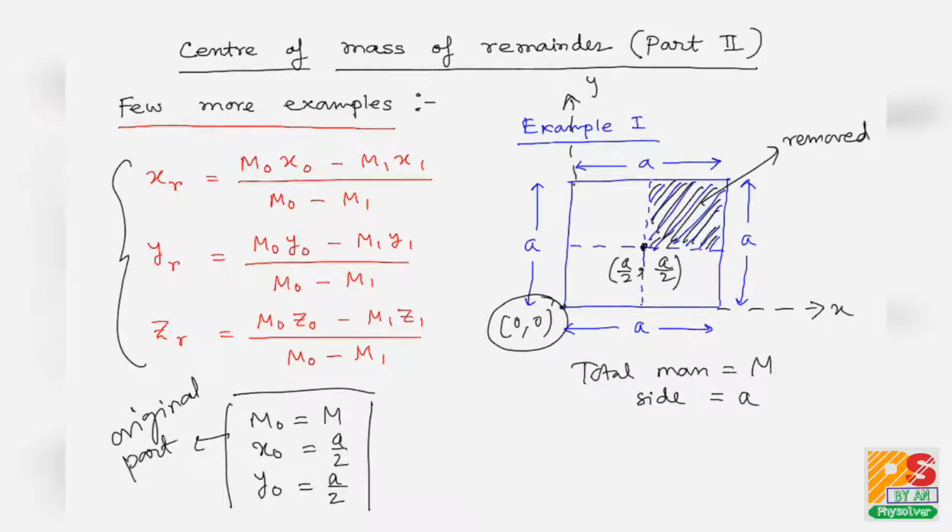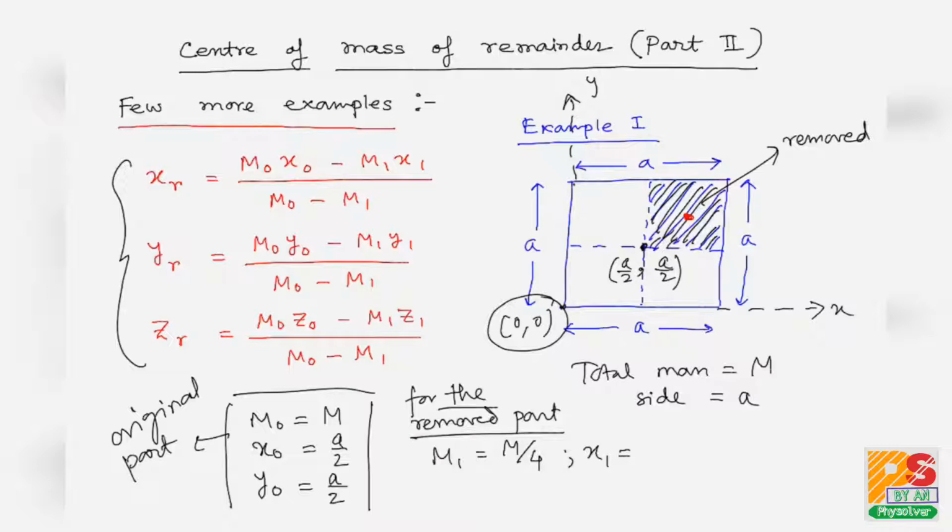Now coming to the removed part. For the removed part, what will be the mass? It is clear that this is 1/4 of the entire square plate. So m1 is M by 4. Now what about x1? x1 is the x coordinate of center of mass of the removed portion. For the removed portion, I can say this is the center of the removed portion.